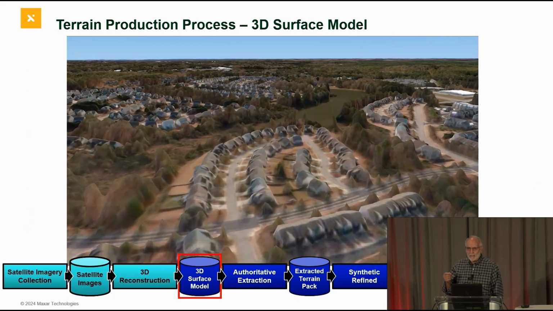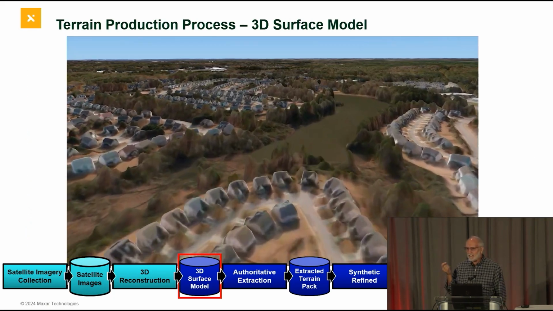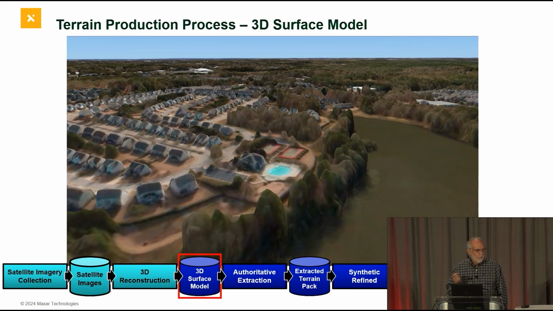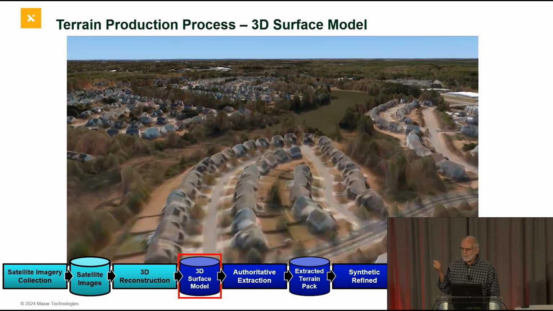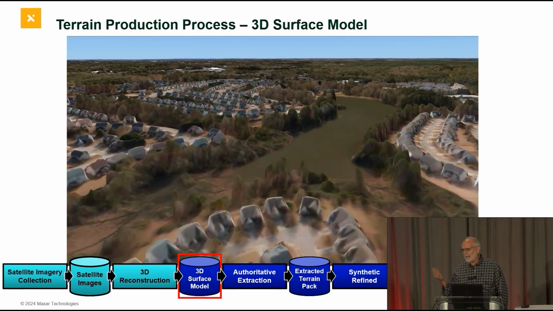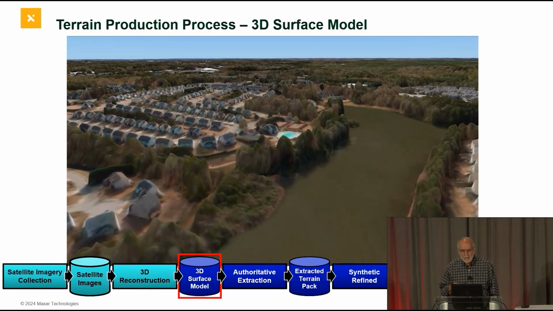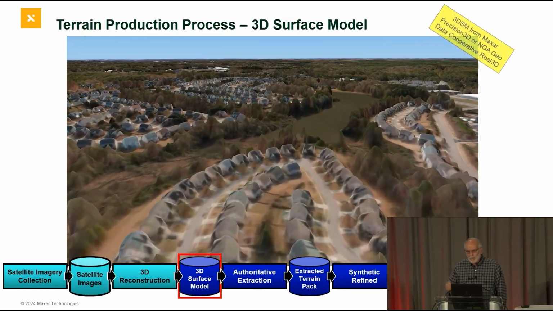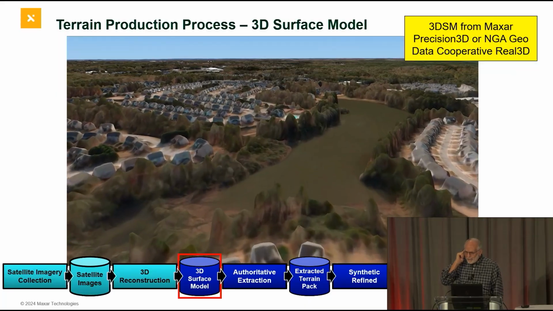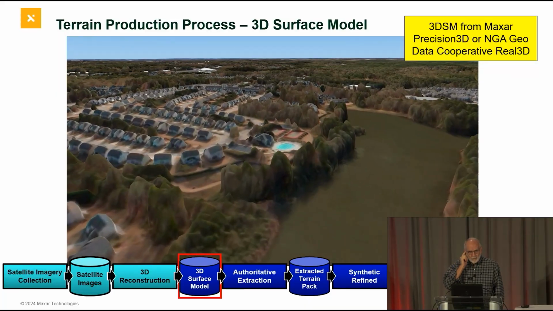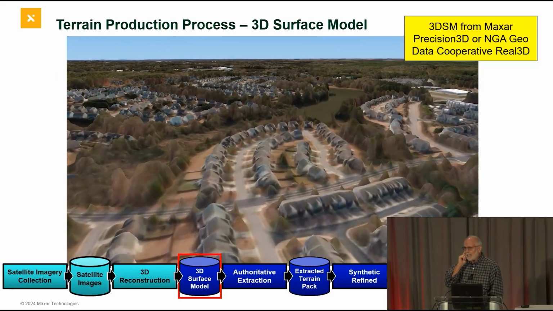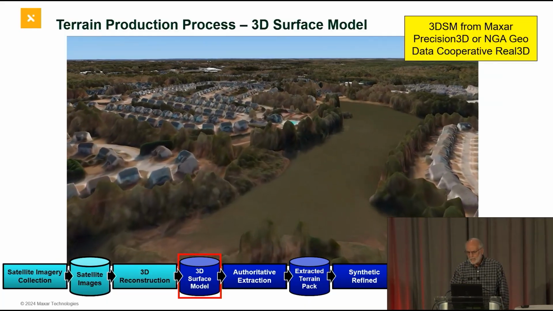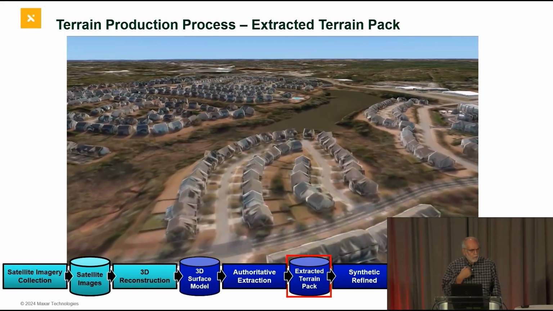It really is the idea that we can take those photos from satellites and process them to produce a 3D surface model of the Earth anywhere. I call this 3D photo because it's just geometry that is surface with textures on it. But it's a great starting place for producing the world. I will mention that we use both Maxar Precision3D data, a 3D photogrammetrically derived surface model, as well as we've been working with NGA on their Real3D from the Geodata Cooperative, again produced as a 3D surface model. We run that through a process we call authoritative extraction.